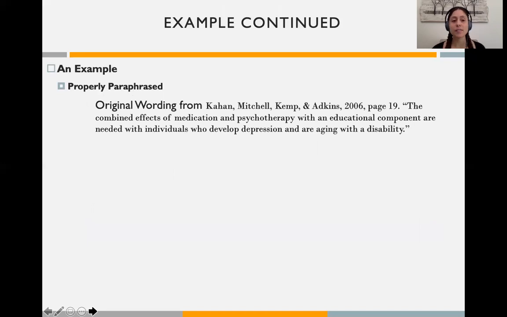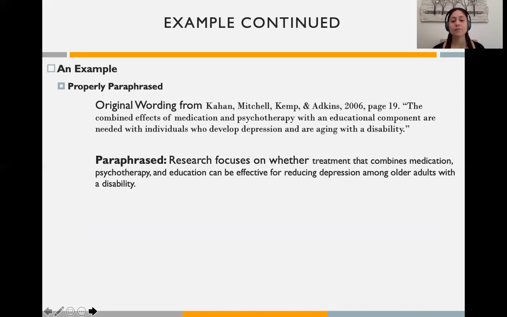So remember, here's the same sentence. Okay? And we could paraphrase it like this. Research focuses on whether treatment that combines medication, psychotherapy, and education can be effective for reducing depression among older adults with a disability. This is different. It conveys the same meaning, but in my own words or the words of the person that this is adapted from. And it's not using any of the exact same phrasing.